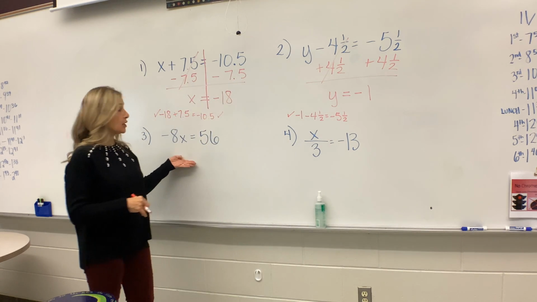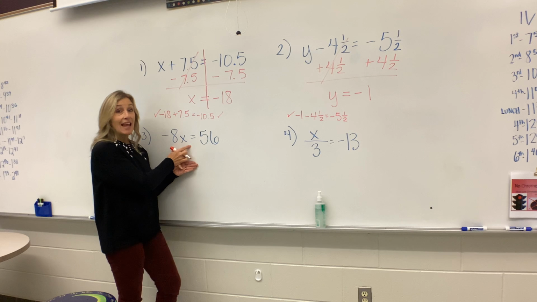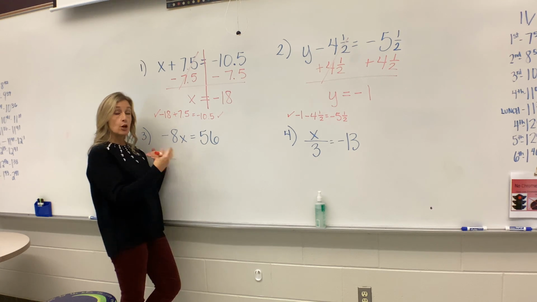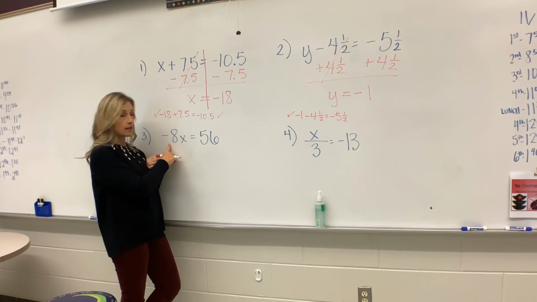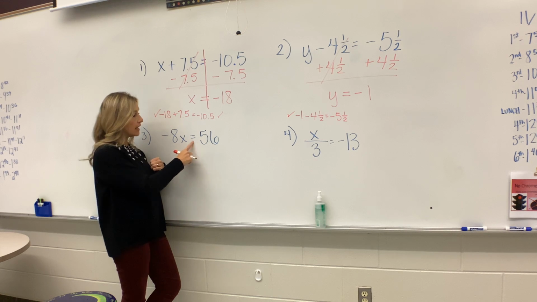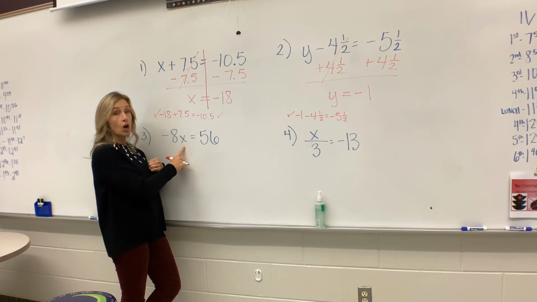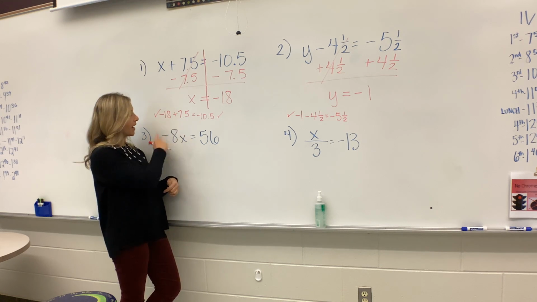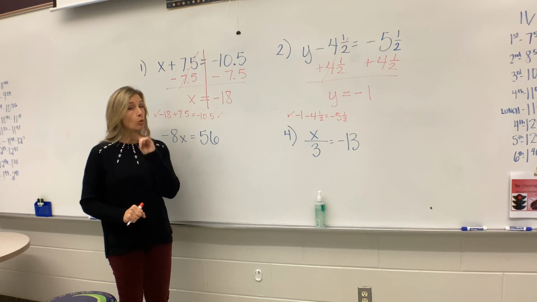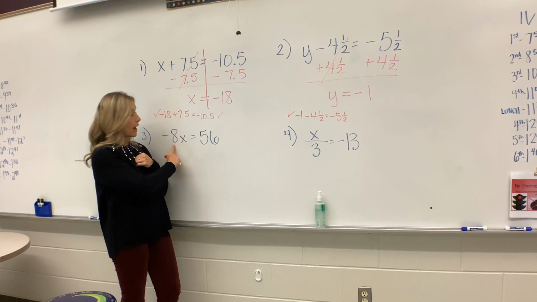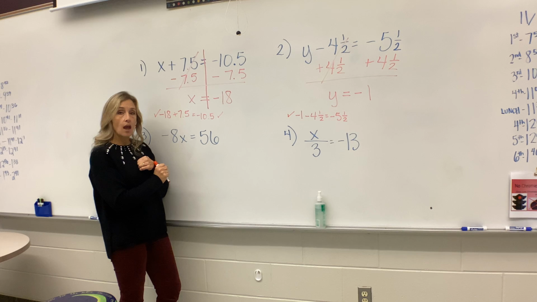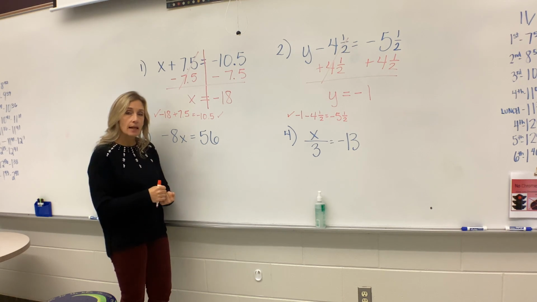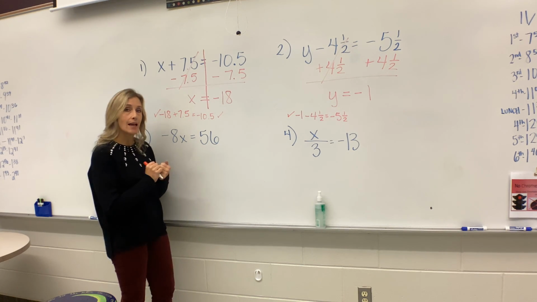Moving on to a multiplication equation. Multiplication is hidden here. This equation says negative 8 times x equals 56. I need to solve for x. My end goal is to get x by itself, which means I have to undo this negative 8. Don't be fooled into thinking this says subtraction. It doesn't. Negative 8 and x are being multiplied together. The opposite of multiplying by negative 8 is dividing by negative 8.